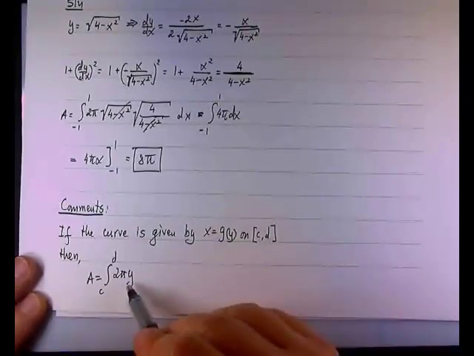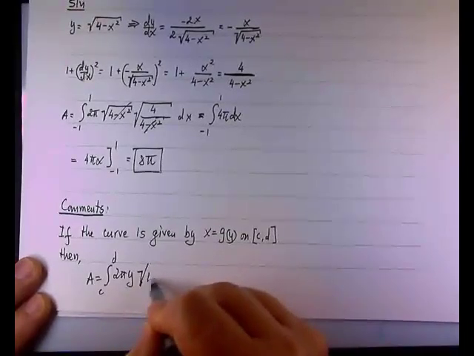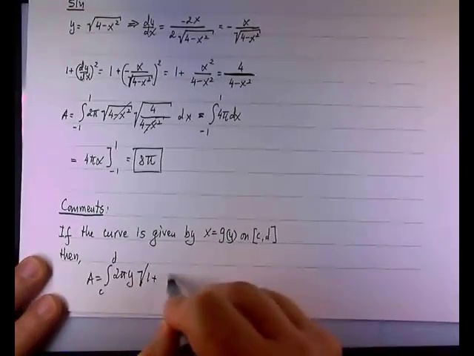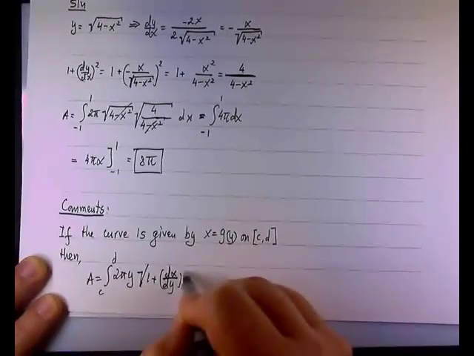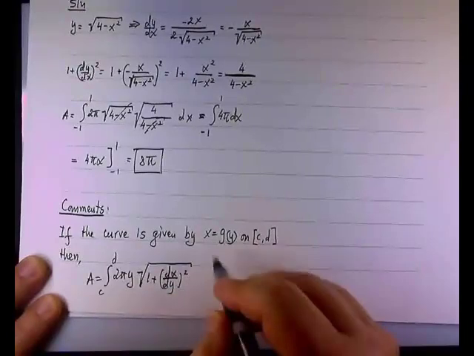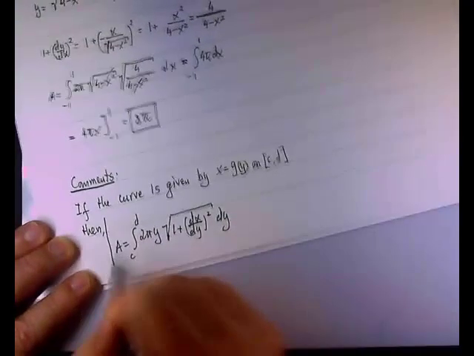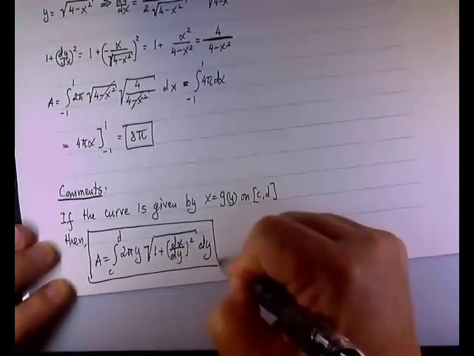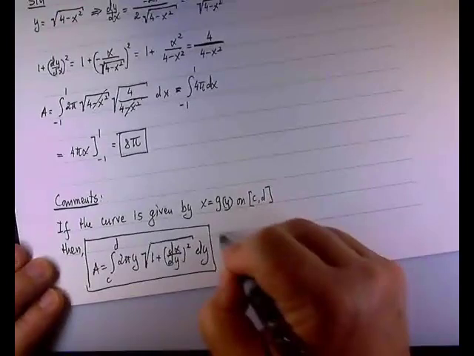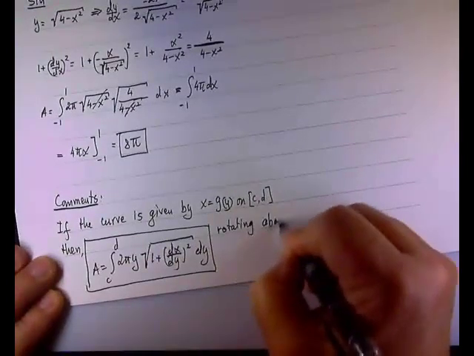We are still rotating about the x-axis, so the radius is still going to be y, but the arc length is now in terms of dy. So it will be the square root of 1 plus dx dy squared. And what is the variable of integration? dy. Okay? Again, this is when we rotate about the x-axis.